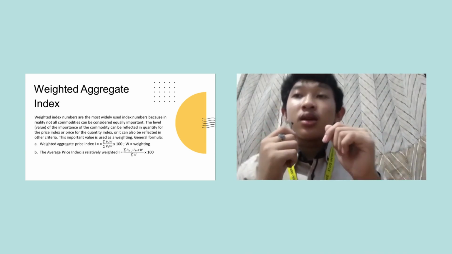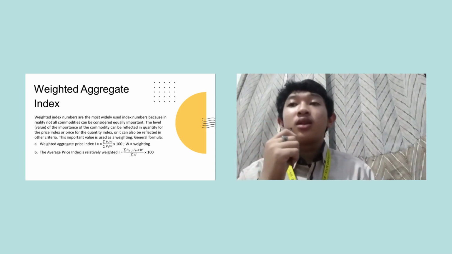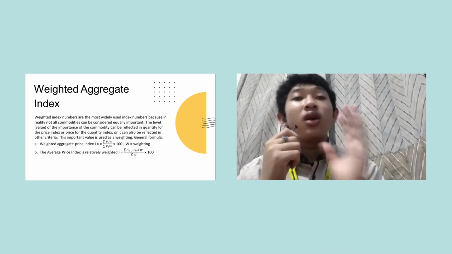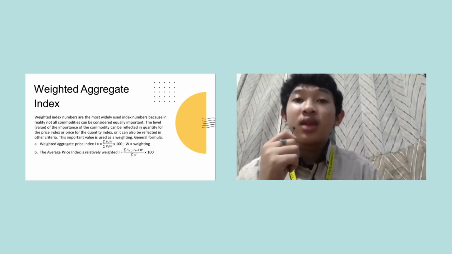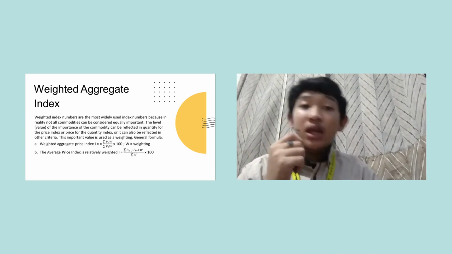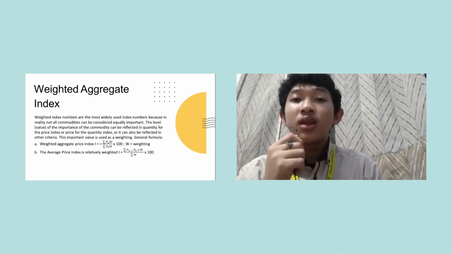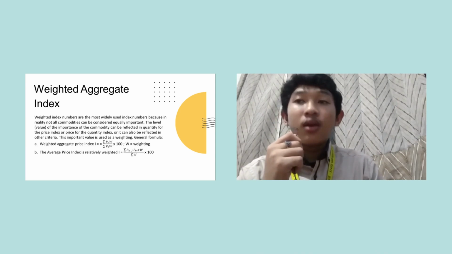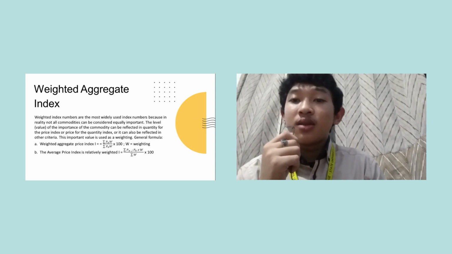General formula. There are two general formulas and they are listed on the screen on the other side. The first is the weighted aggregate price index. The formula can be seen on the screen on the side. And the second is the average price index that is relatively weighted. And the formula can be seen on the screen on this side.